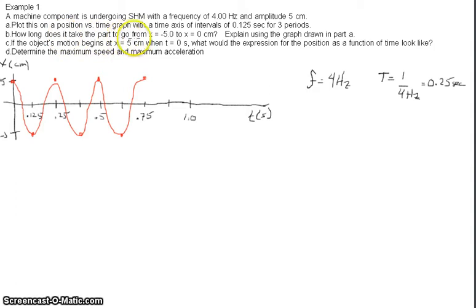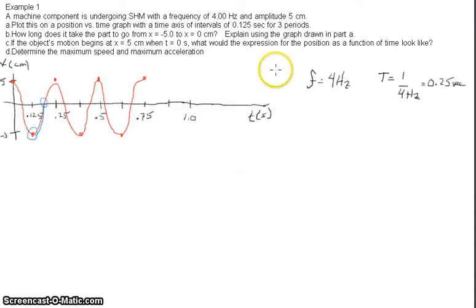Okay, how long does it take to go from -5 to 0 centimeters? So if we look at -5, we're essentially looking here to 0 centimeters. Now if we look at this whole cycle, this part of the cycle represents a quarter of the cycle. Break the cycle down into 4 parts: you've got the first quarter, second quarter, third quarter, fourth quarter. This part here would be the time, so it would be a quarter of the period.